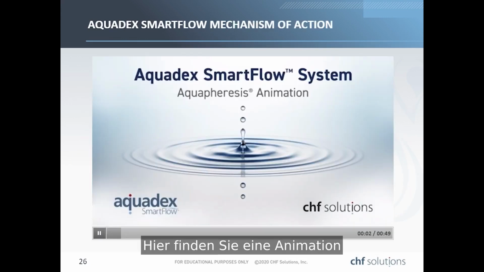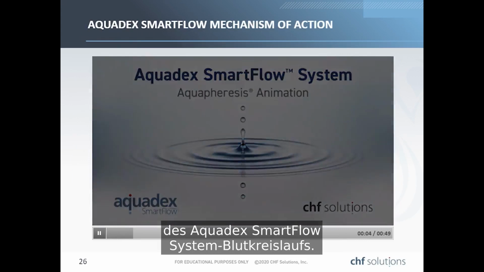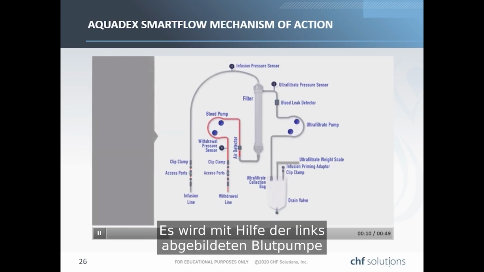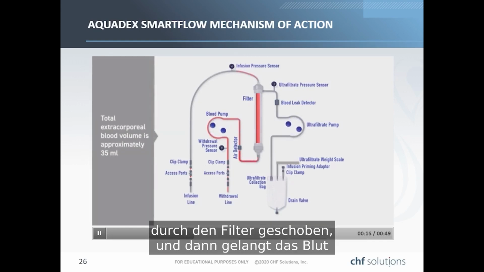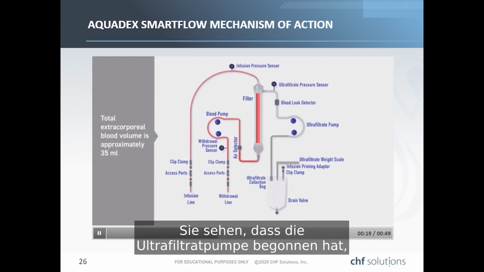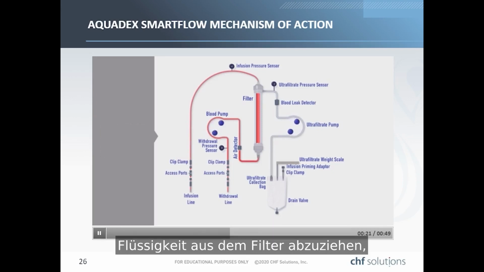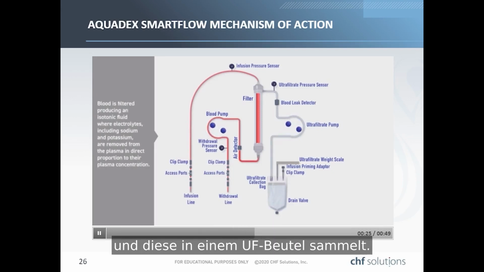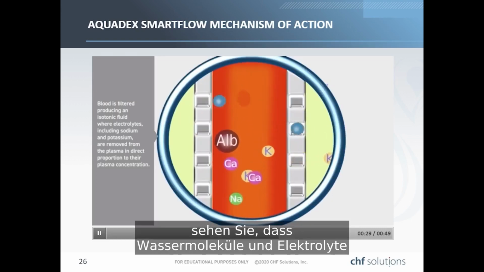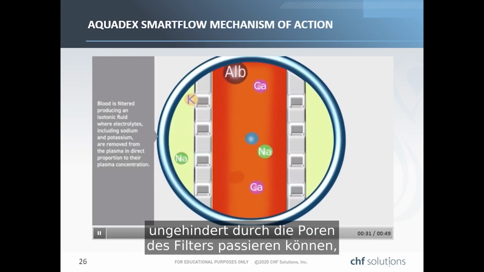Here you'll find an animation of the Aquadex system blood circuit. First, blood is withdrawn from the patient by the withdrawal line. It's pushed through the filter by means of the blood pump shown on the left, and then the blood returns to the patient by the infusion line. On the right, you'll see the ultrafiltrate pump has started to withdraw fluid from the filter and collects it in a UF bag.